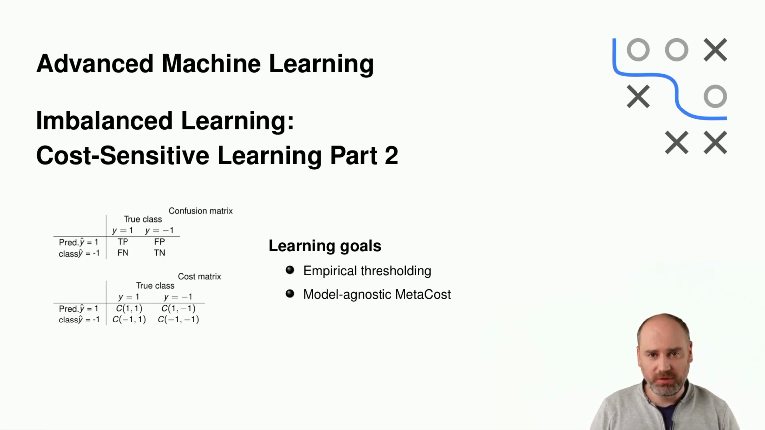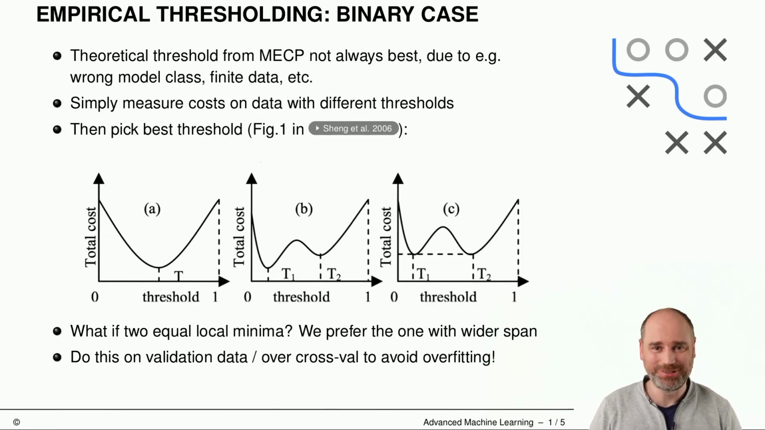So here we will turn this theoretical consideration into an empirical algorithm for empirical thresholding, and we will also introduce our first algorithm, which makes our underlying classifier cost sensitive in training. So until here we have only operated on the predictions, and we'll do that by considering the quite well-known model-agnostic MetaCost algorithm that we can put on top of every available classification algorithm. Because I guess that's what model-agnostic means. Okay, so let's start with empirical thresholding for the binary case.